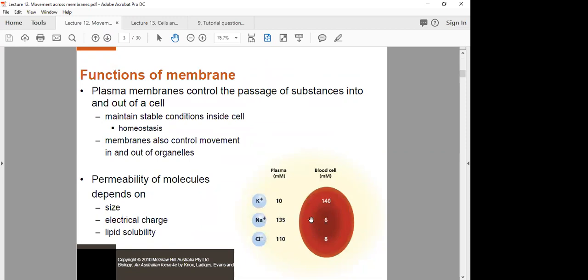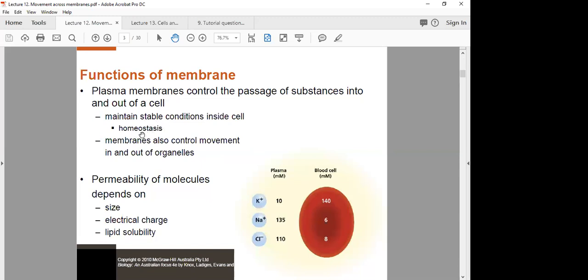So obviously this suggests that there must be one or more mechanisms that the cell uses to maintain these different concentrations, and that's the focus of tonight's lecture. So plasma membranes control the passage of substances into and out of a cell. And this is important because cells, or rather the reactions which occur within cells, operate within a very narrow range of conditions. So maintenance of stable conditions inside the cell is referred to as homeostasis.